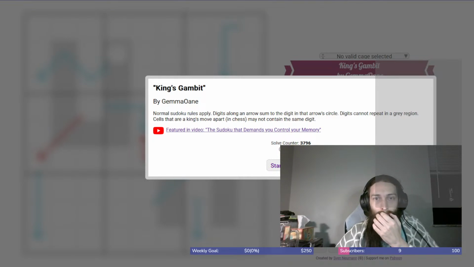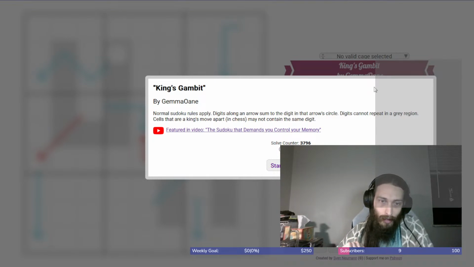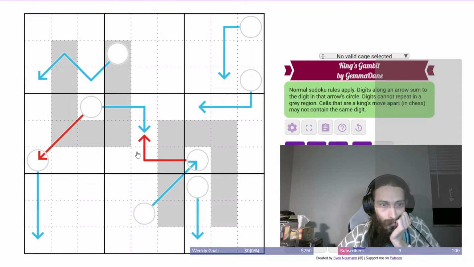Okay. I don't mind. So, this one is King's Gambit by Gemma Owain. Maybe? Hopefully I pronounced that correctly. Normal Sudoku rules apply. Digits along an arrow sum to the digit in the arrow's circle. Digits cannot repeat in a gray region. Cells that are a king's move apart in chess may not contain the same digit. Well, the gray regions are each 1 through 9. Right.